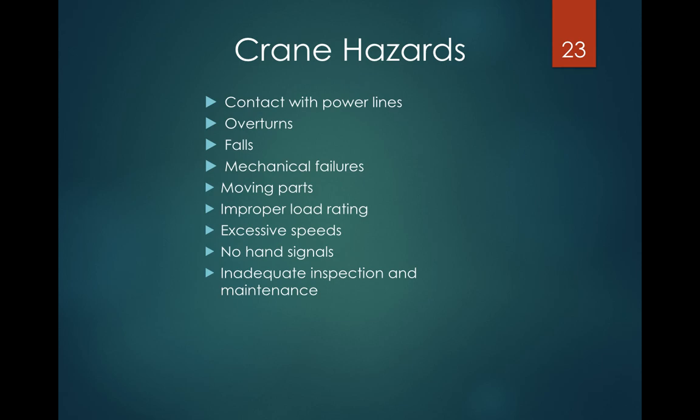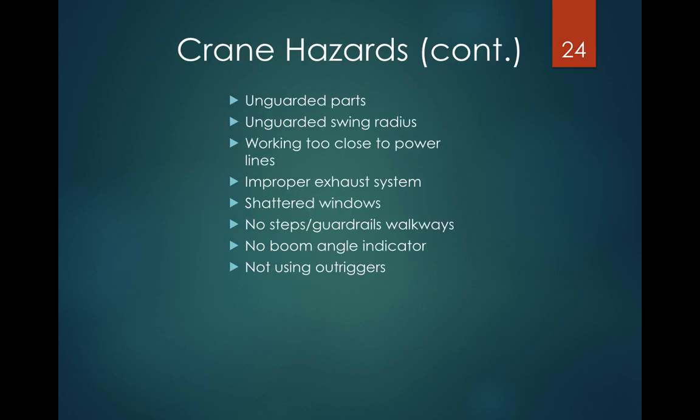So now let's go into different types of crane hazards. We have contact with power lines, overturns, falls, mechanical failures, moving parts, improper load rating, excessive winds, no hand signals, inadequate inspection and maintenance. This is an important slide to know, different crane hazards. Continuing: unguarded parts, unguarded swing radius, working too close to power lines, improper exhaust system, shattered windows, no step or guard rail walkways, no boom angle indicator, and not using outriggers.